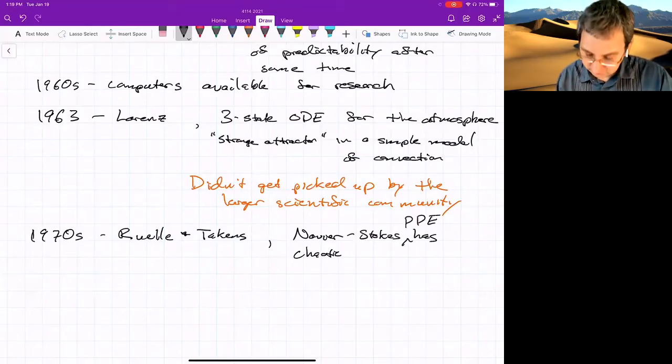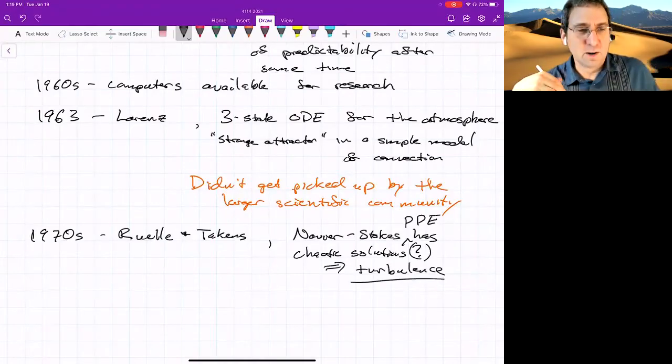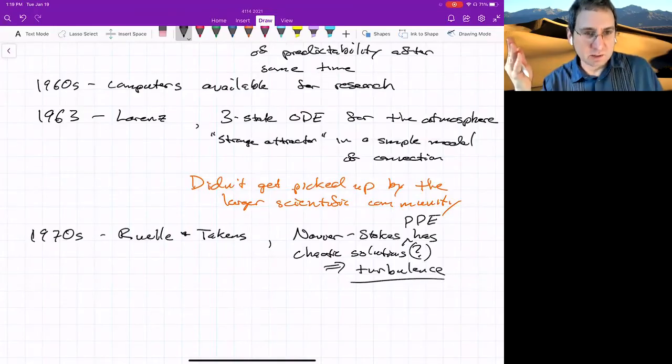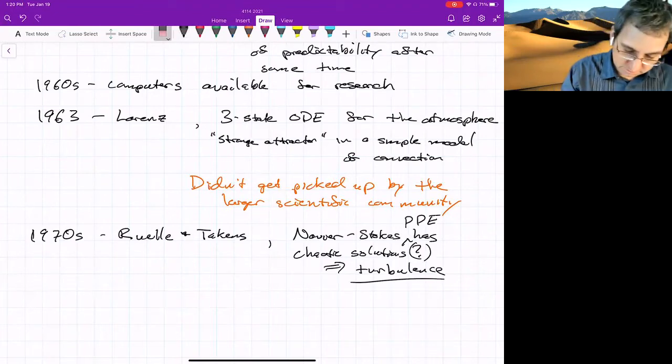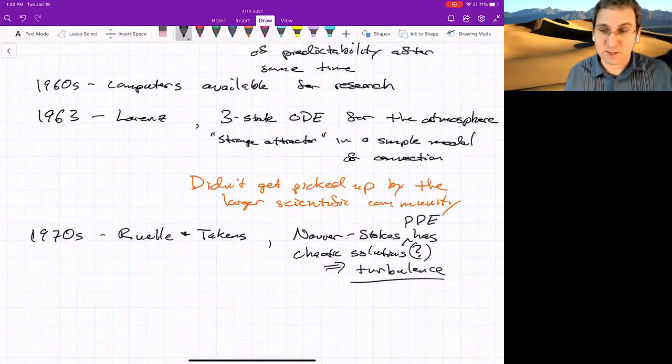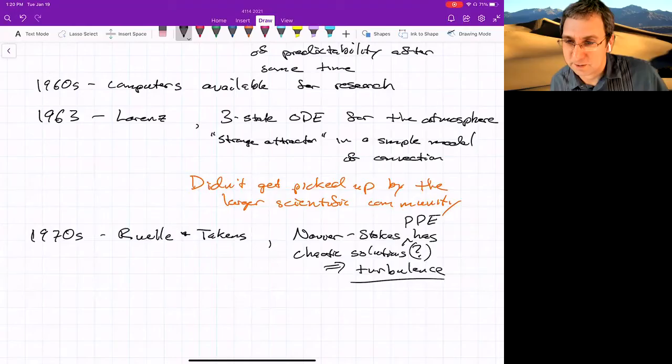And so they speculated, I don't think they proved, that it has chaotic solutions. And maybe that's what gives rise to turbulence. And so turbulence is considered one of the last great unsolved problems of physics. Like, what is turbulence? Is it actually related to chaos? We don't know. So they just speculated. That was 50 years ago. So if you take as your project, I will solve the problem of turbulence, you'll probably get a Nobel Prize or something.